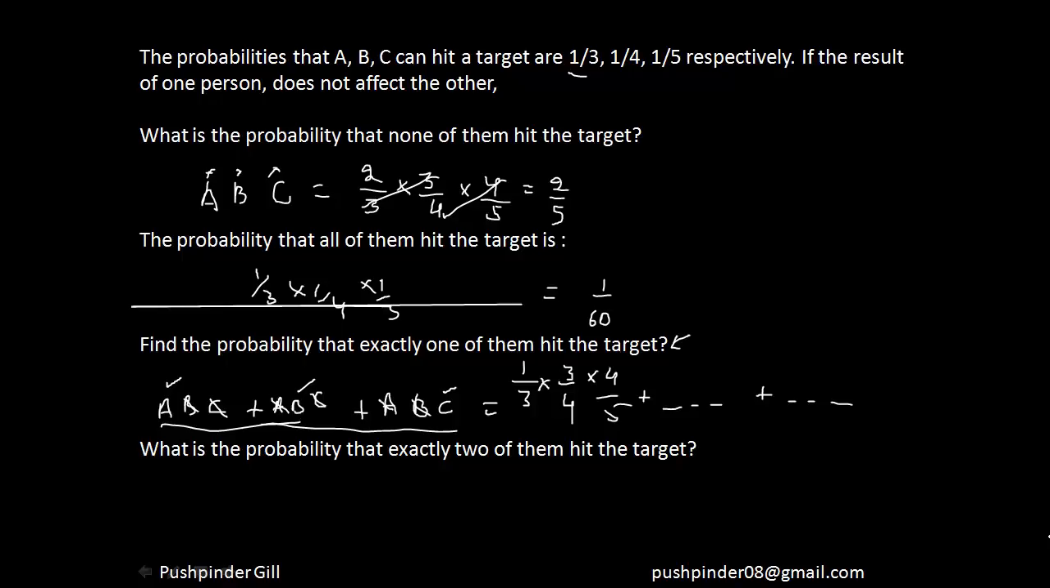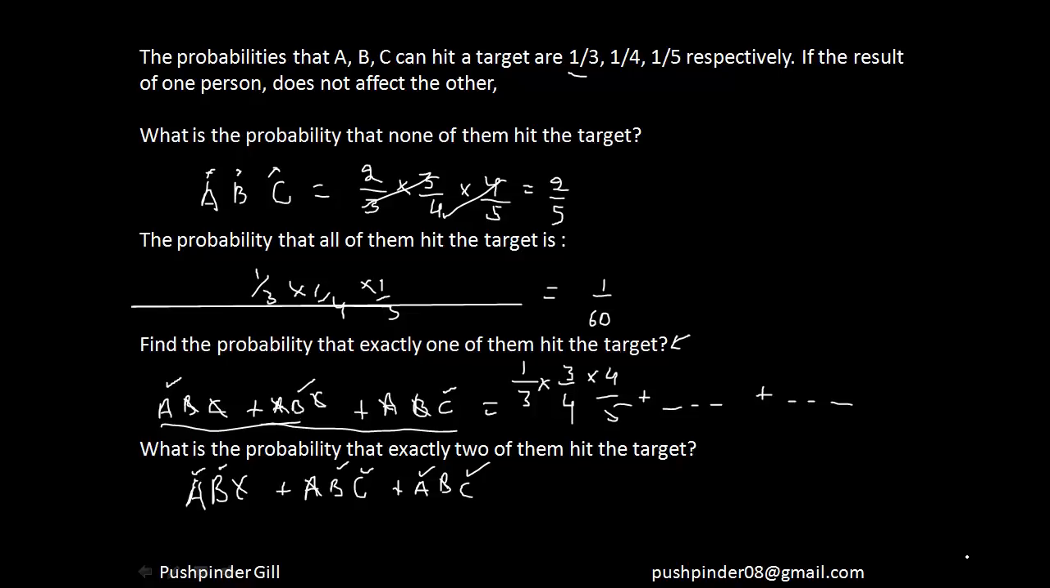Now, what is the probability that exactly two of them hit the target? Now you must be thinking, all right, so let's go ahead and do that. Exactly two of them hit the target. So how are you going to do that? A hits the target, B hits the target, C doesn't, right? Similarly, A does not hit the target and B hits and C hits. Similarly, A hits, B does not, and C hits. Calculate that, you have your answer, right? So I hope everyone understood what I did here. I just found the number of cases and I just added them, right? So this is how you can do this question, right?